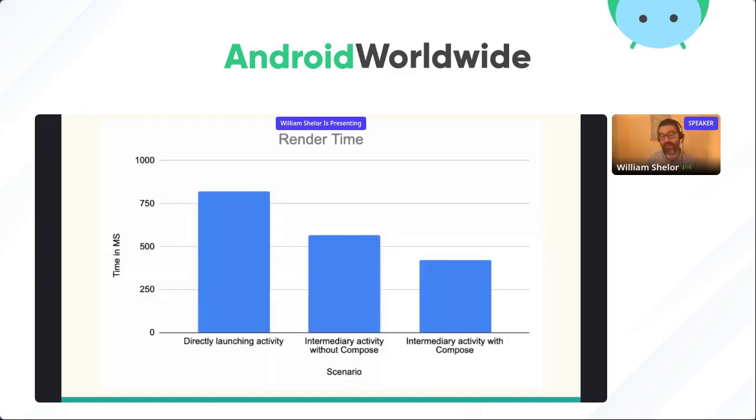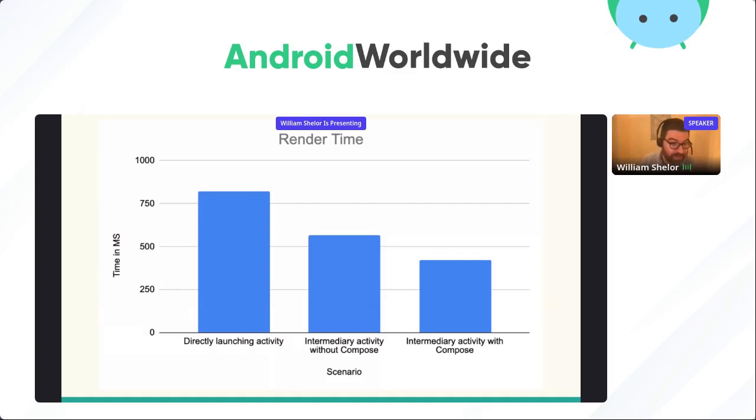So you can see in this chart, we actually had two different intermediary screens, one that had another compose view on it and one that did not. So if the intermediary screen did not have compose, it took the time down by about 200 milliseconds. If the intermediary screen had compose, it actually took the time down by another 200 milliseconds. Now, for this device, this places the rendering of subsequent screens with compose at about 422 milliseconds, which brings us to the point where for these subsequent screens, compose is actually within about 20% of the render time for XML.